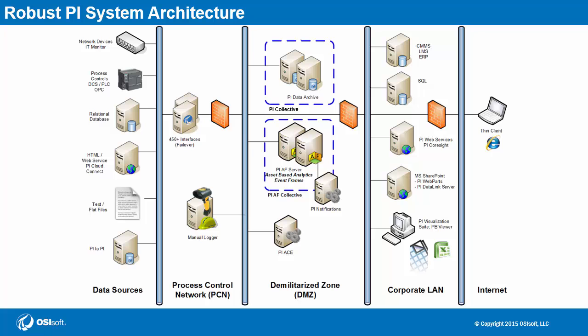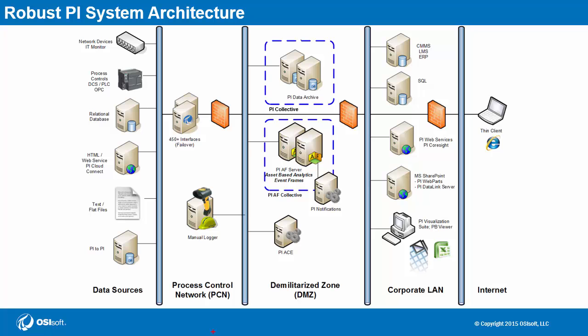In the DMZ, you see Pi data archives, as well as Pi-AF servers, in a sort of redundancy structure, allowing data to be available even in the event of a failure. Next, the corporate LAN, as I've mentioned, is where most of the users of the Pi system live. Here is where you can find the majority of the Pi client tools, like PI ProcessBook, PI DataLink, PI CoreSight.